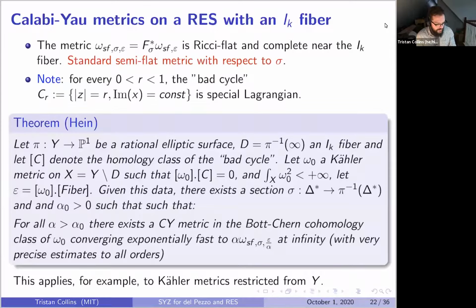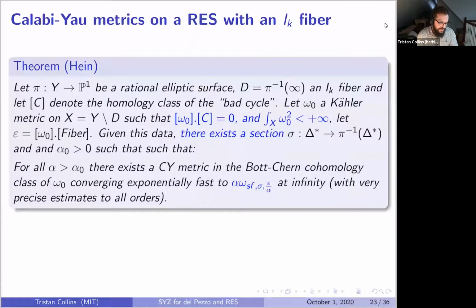So there are a few points here that I want to emphasize. One is this condition of pairing to 0 with this bad cycle. Another is this condition about having finite volume for your starting metric that you plug into this ansatz. And then the theorem says that there is some section such that you get a Calabi-Yau metric asymptotic to the semi-flat metric with respect to this section, after possibly rescaling by a suitably large constant. And again, Hein has very precise estimates for how this Calabi-Yau metric converges.